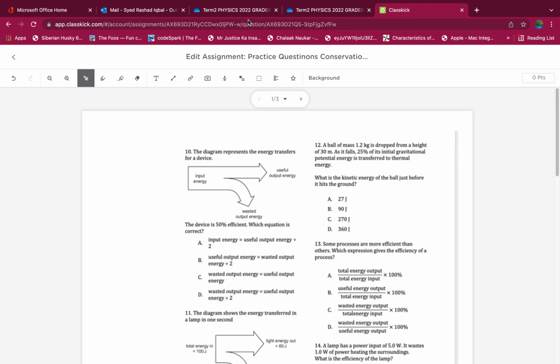So, boys, here there are some practice questions. They are about the law of conservation of energy. So, we will solve them today. They are very important questions. You must also practice them. I hope you know about the law of conservation of energy.